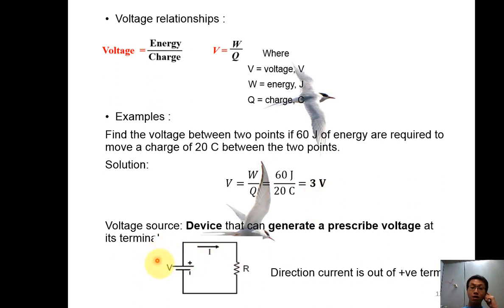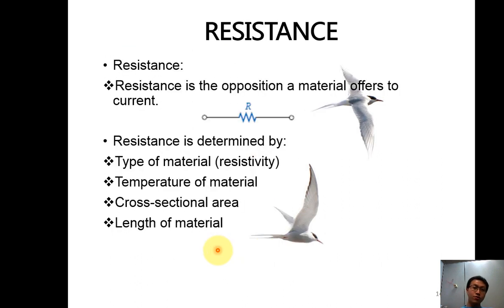What is the symbol of the voltage source? It is like this. The long line will be positive, the short line will be negative, and then it will cause a current to flow. The current always flows from the positive, goes outside to the circuit and back to the negative. That's why we call it a device that can generate a prescribed voltage, no matter how the terminal or the circuit changes. So the direction of the current is flowing out of the positive terminal. For a constant voltage source, if let's say I set 20 volt, no matter how big the resistance I give it in a circuit, the voltage will remain 20 volt. So, resistance.